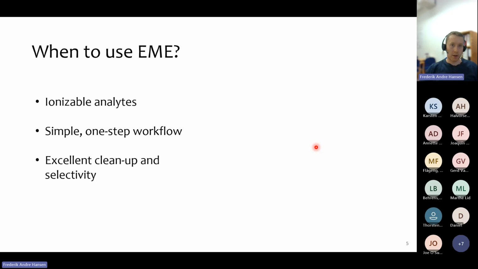So just to summarize, when is it in particular you would use electromembrane extraction? Well, since we rely on an electric field, you need ionizable analytes. You can also use it when you want a simple one-step workflow and when you want or need excellent cleanup and selectivity.